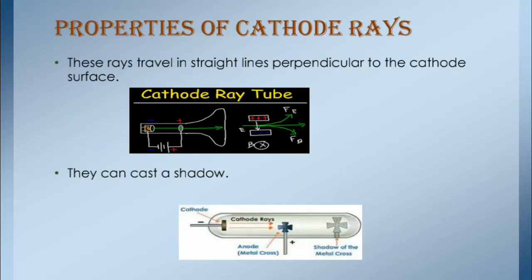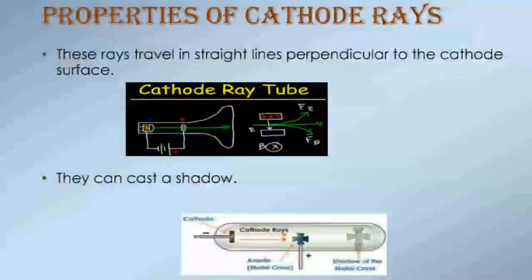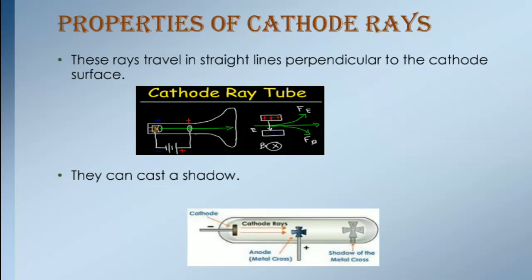In today's lecture, our second topic is the properties of cathode rays, and your important long question as well. The first property is that these rays travel in straight lines perpendicular to the cathode surface. As you can see in this picture, a green line indicates the pathway of cathode rays, which is perpendicular to the cathode surface.